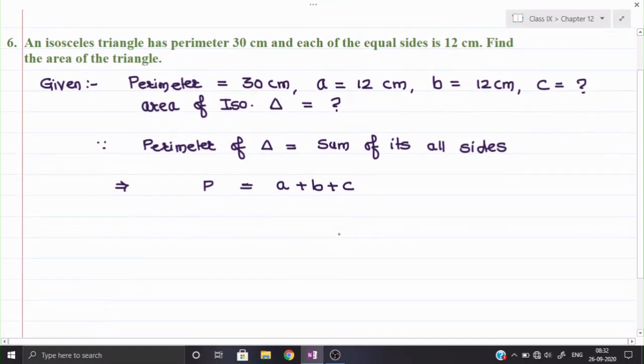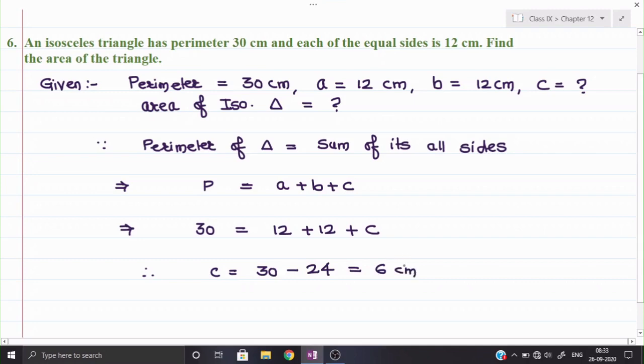Some values we know. P is given as 30, A is equal to 12, B is equal to 12. Here we are supposing A and B are the equal sides. So their value is given as 12, and the third side C is unknown. So now we can say that C will be equal to 30 minus 24, the 12 and 12 addition, I send onto the left hand side. So we got the value of C as 6 centimeter.